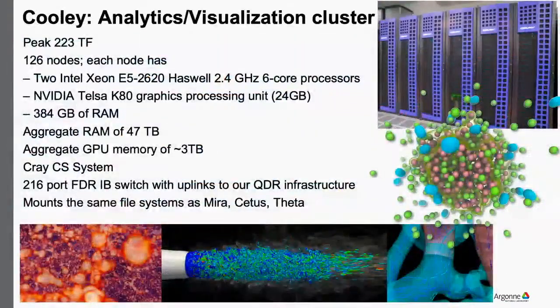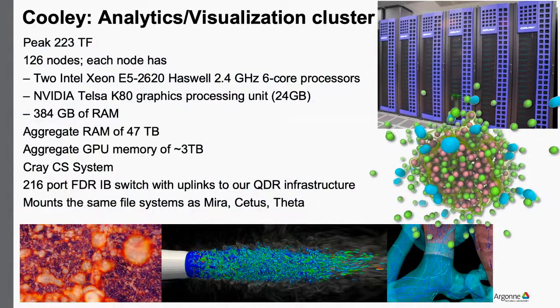So a little bit about our resources. I believe we have reservations on Cooley available for the workshop. Cooley's our analytics and visualization cluster. There's 126 nodes. Each node has 2 Haswell 6-core processors, as well as an NVIDIA K40 graphics card, which is addressable as 2 separate K40s. So they're essentially 2 GPUs per node, and a significant amount of memory. Each node has 384 gigs.